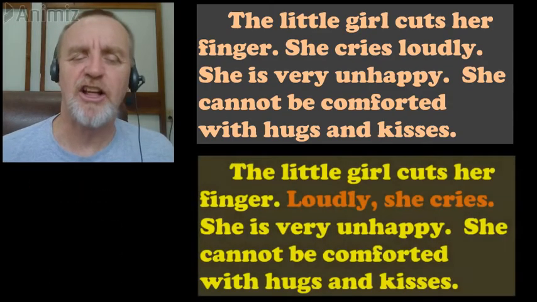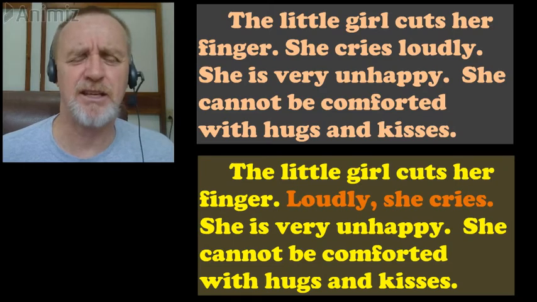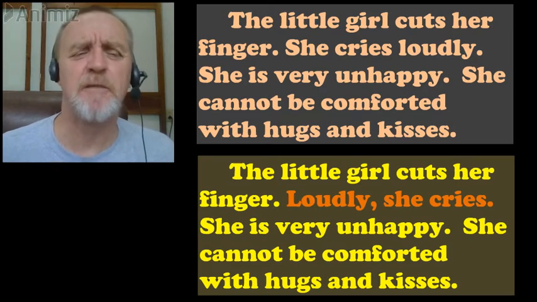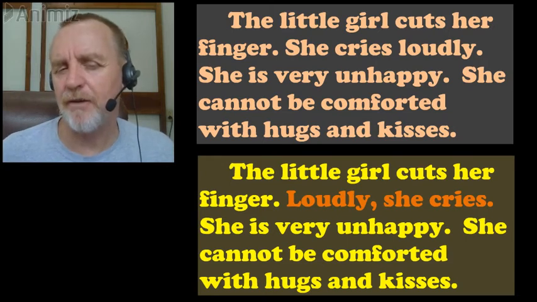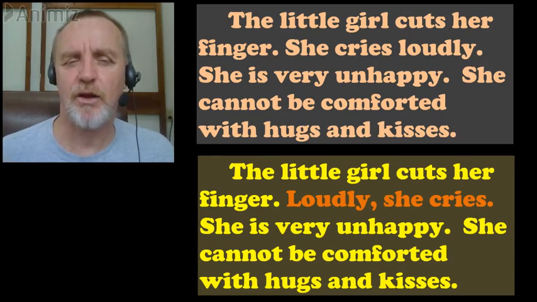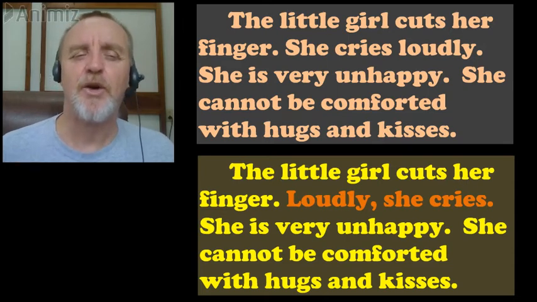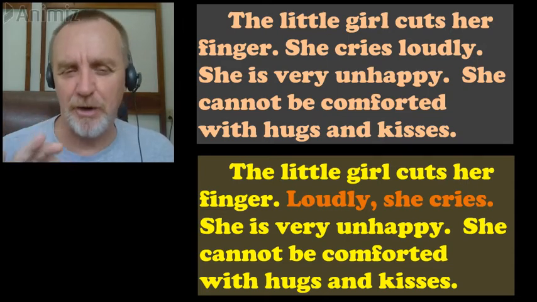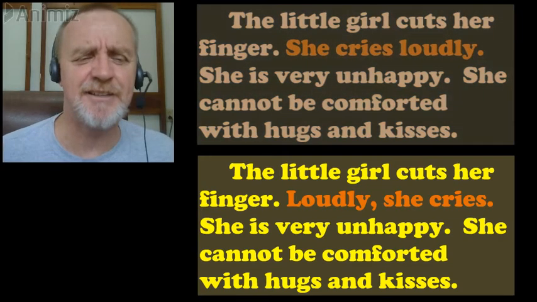The little girl cuts her finger. Loudly she cries. She is very unhappy. She cannot be comforted with hugs and kisses. Which paragraph sounds better now? Well, if we are to make a good choice, we need to read the 2 paragraphs again, and we need to enunciate.